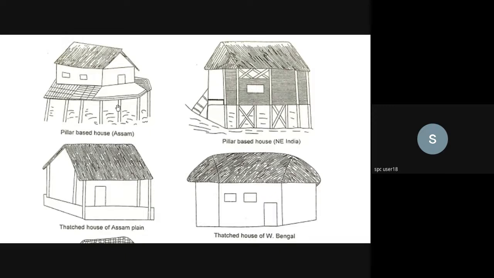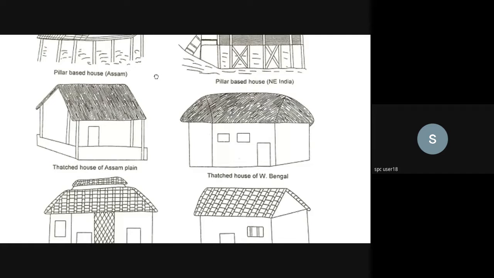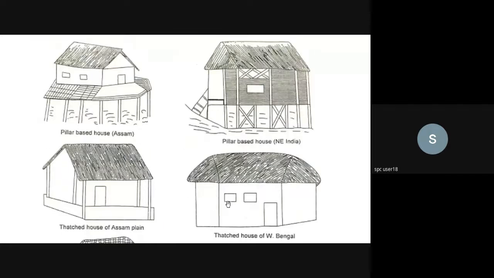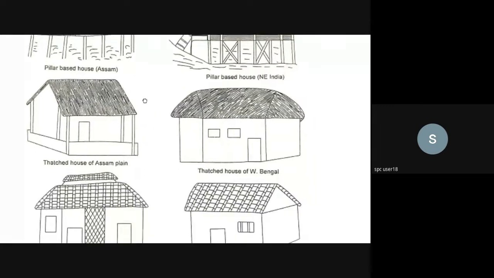But the moment you move into plain areas, or areas which are beyond the scope of the floods, then you'll see that these houses come down. But what is common in all these is that the roofs are inclined. They are sloping. The reason remains the same: very heavy rains, and that's why you'll have these houses in that particular way.